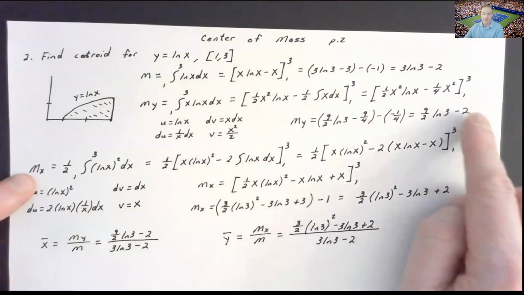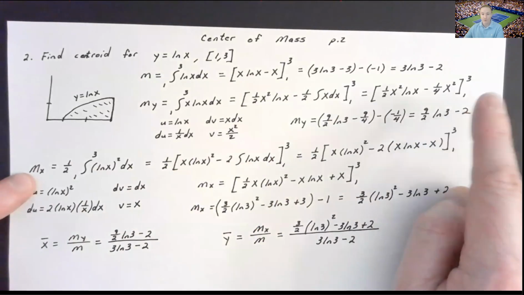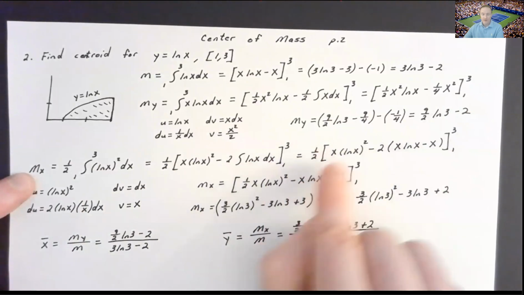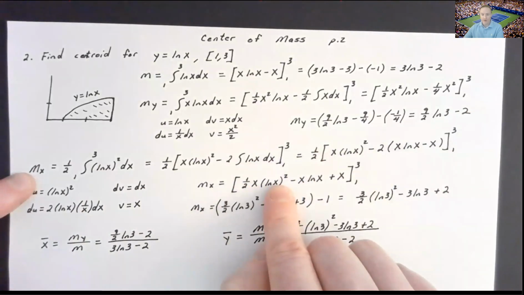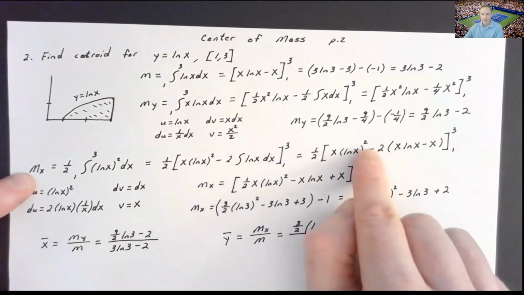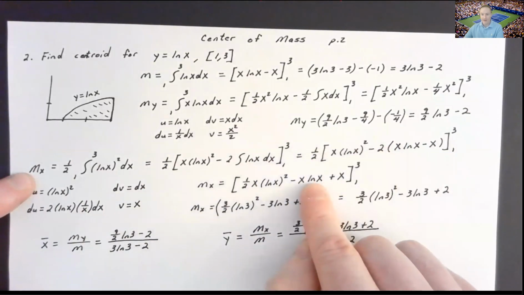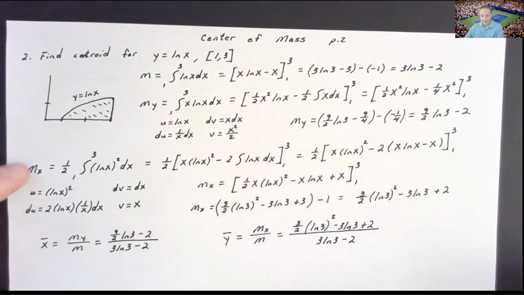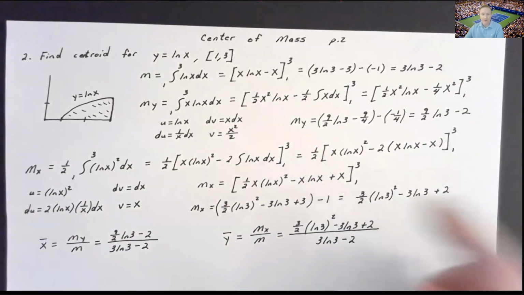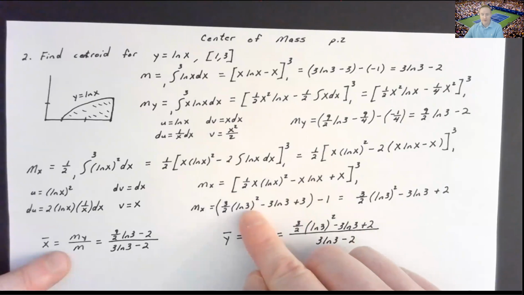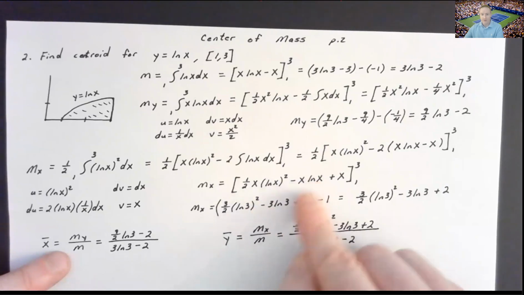Now, in the evaluation portion here, right before I evaluated, I wanted to distribute that 1/2 to get 1/2 x natural log of x quantity squared. Then that 1/2 just canceled out the 2, and I have minus x ln x plus x, evaluated from 1 to 3. Now when I evaluate at 3, the first term you'll get 3 over 2 natural log of 3 squared, minus 3 natural log of 3 plus 3.